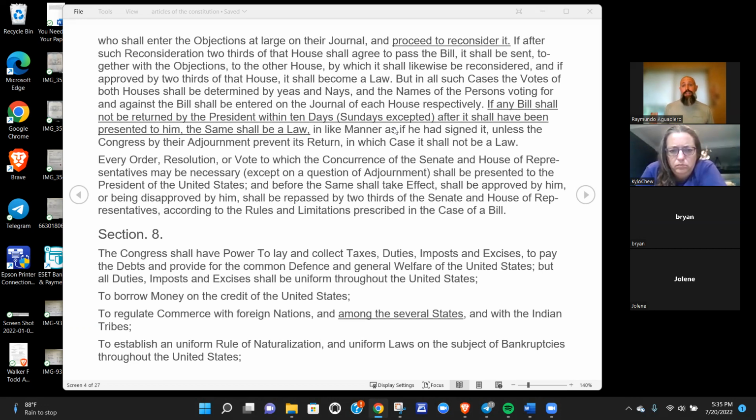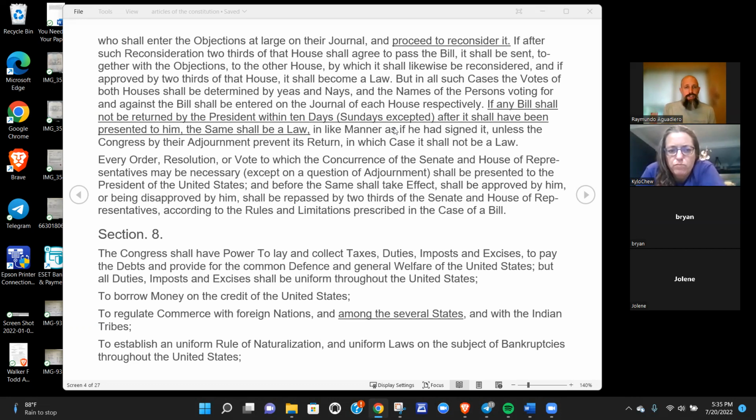So effectively, the president has 10 days to reject anything. In like manner as if he had signed it, unless the Congress by their adjournment prevents its return, in which case it shall not be law. So while they're in session, the president has 10 days. If they adjourn before those 10 days, then he can give it back to them when they come back.